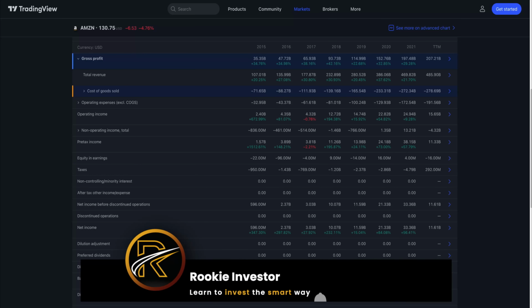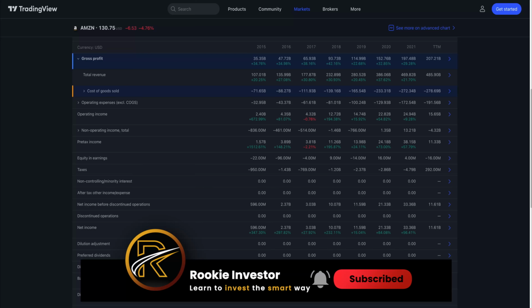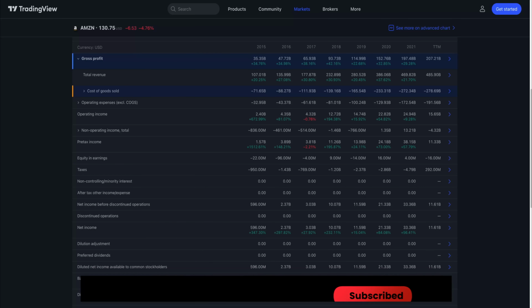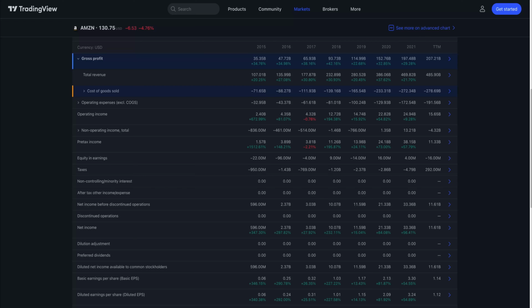As it is well known, all companies have to pay taxes, some less than others, but in our case, Amazon for 2021 paid $4.79 billion. Deducting those from the pre-tax income will get $33.36 billion.